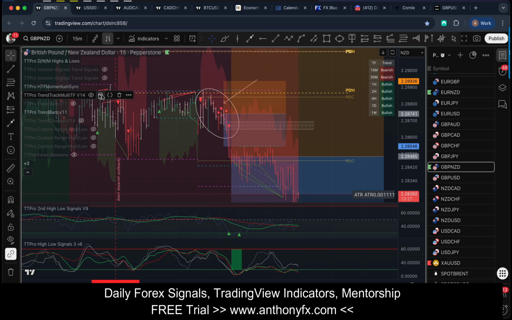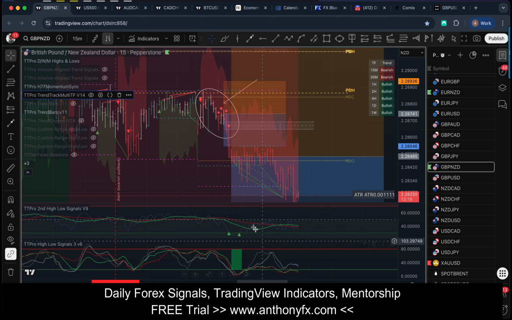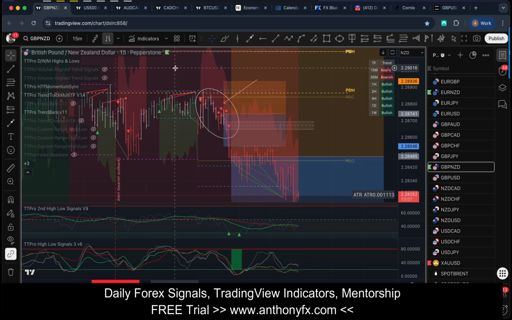What this does, it tells you that trading volume is starting to amp up. Oh, that's the trend track. Sorry, not that one. The trend momentum sink is telling you that trading volume on the 1 hour, on the 2 hour in particular, is starting to build. So it's telling us that sellers are coming into the picture here.